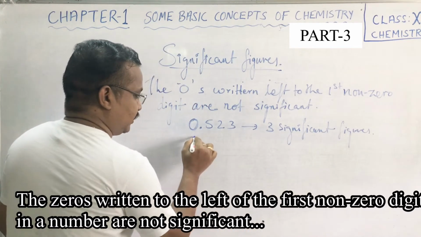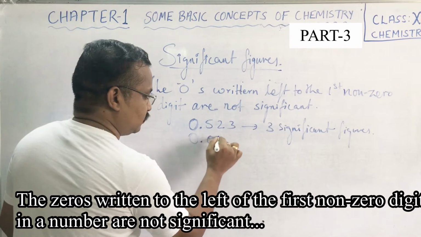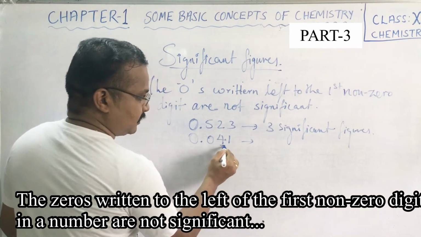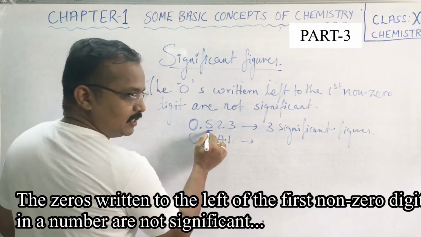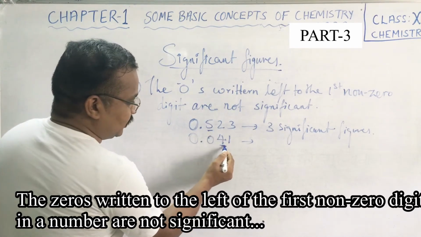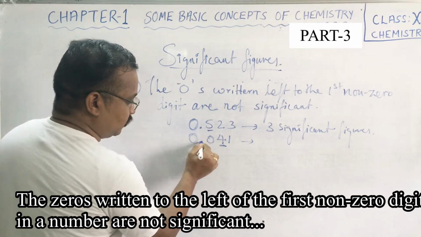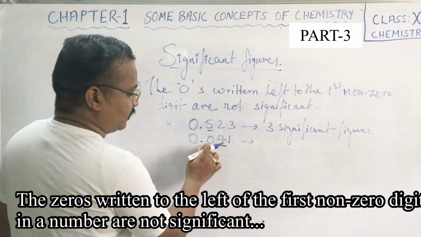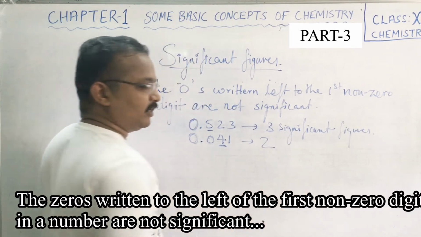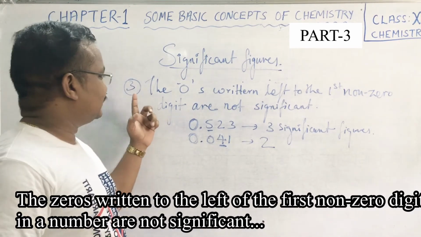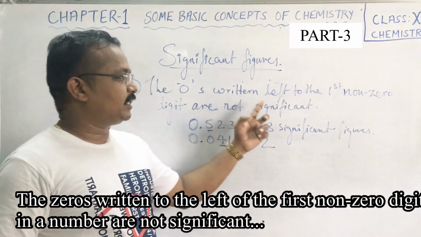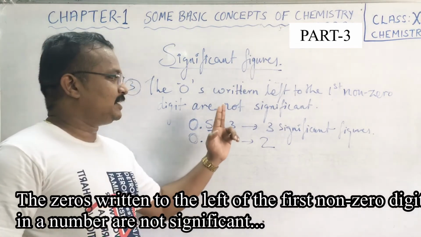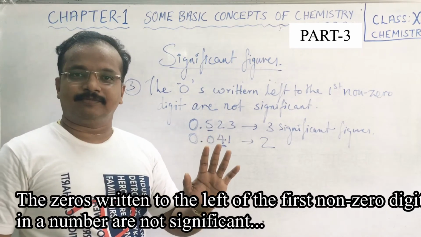Okay, children. And if there is 0.041, this is the first non-zero digit, correct? To the left there are 2 zeros here. Even though the position is after the point, this 0 is not counted. So here we have 2 significant figures. Understood, children? So what does the third rule say? The zeros written left to the non-zero digit are not significant.